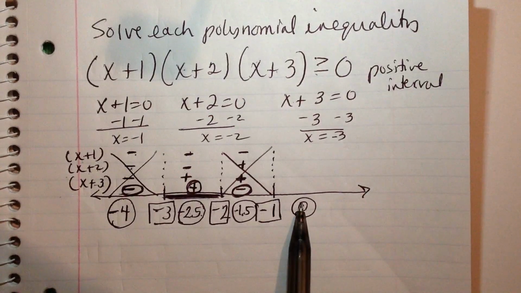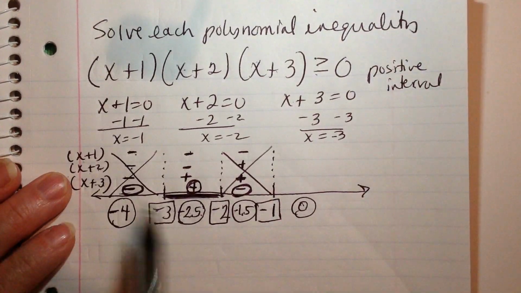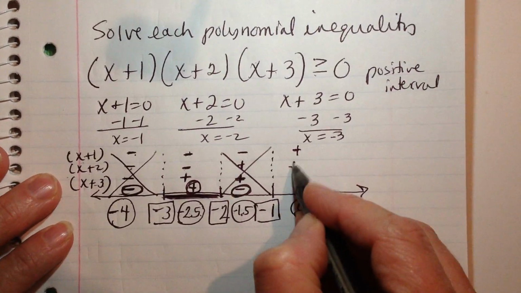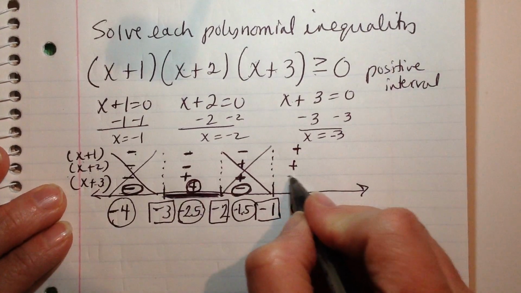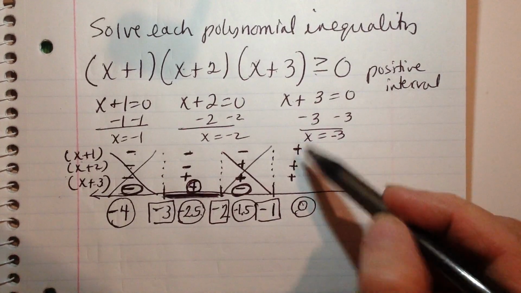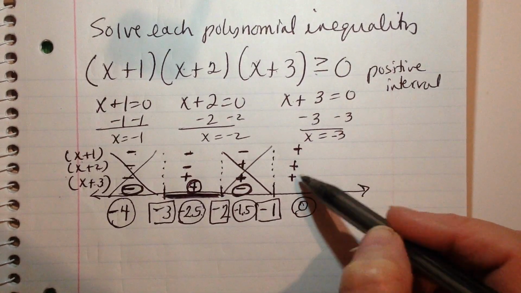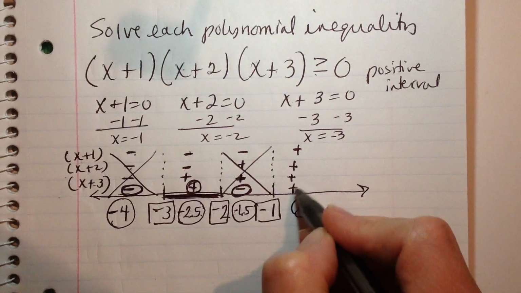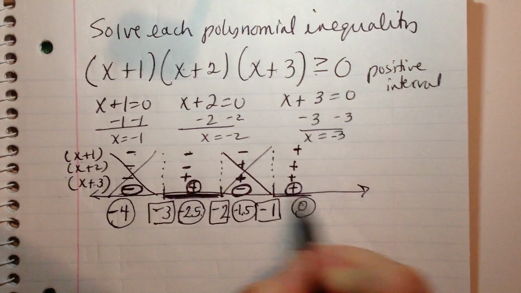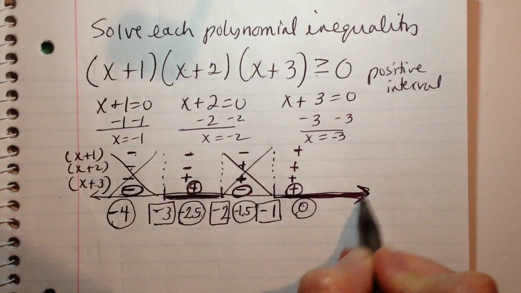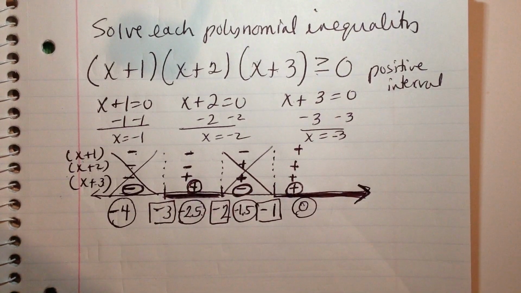And finally, testing 0, our last interval. 0 plus 1 is positive. 0 plus 2 is positive. 0 plus 3 is positive 3. Now multiply all these together. A positive times a positive is a positive, and positive times a positive tells me this entire region is positive. Therefore, this interval, everything greater than -1, will be in my final answer.